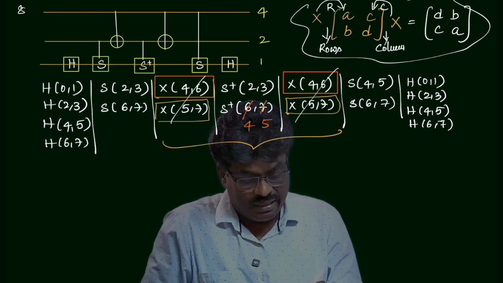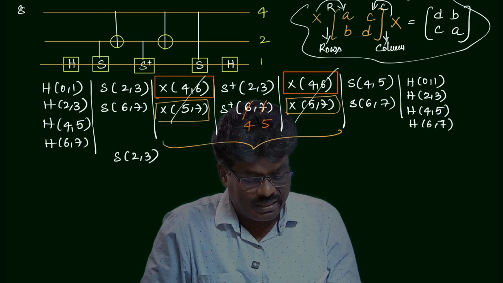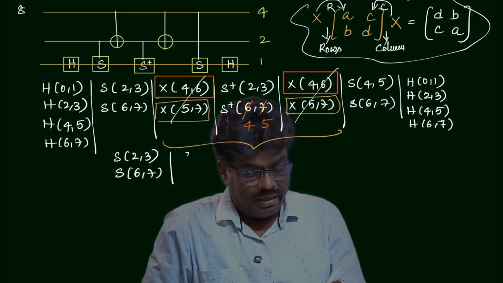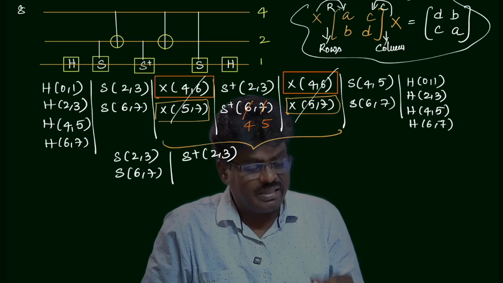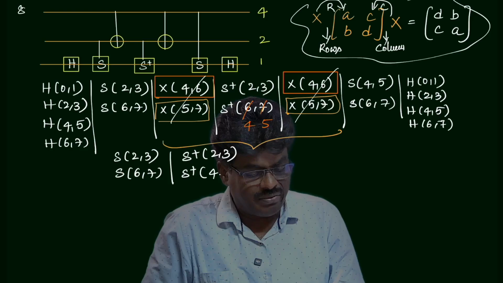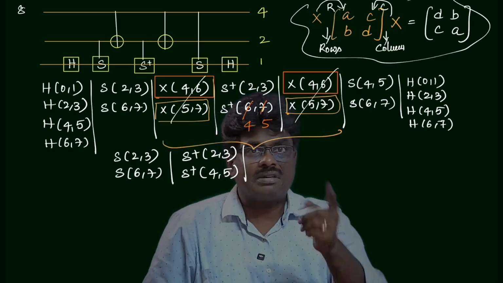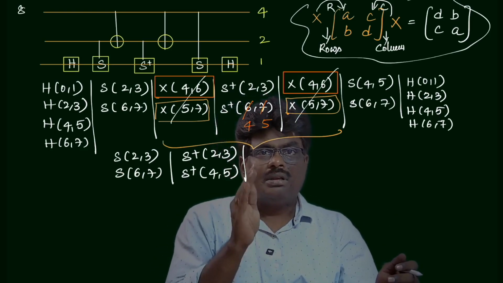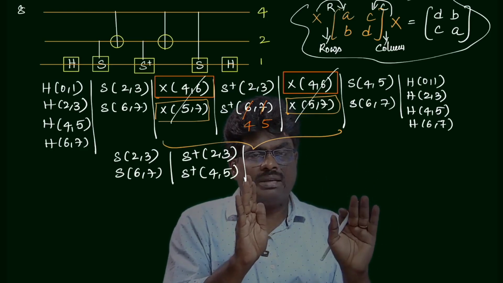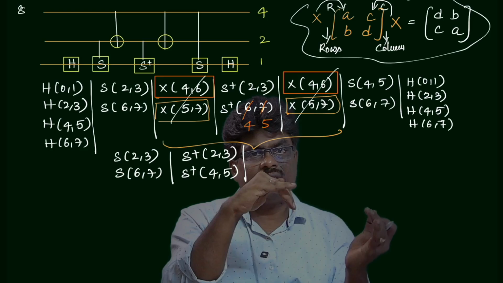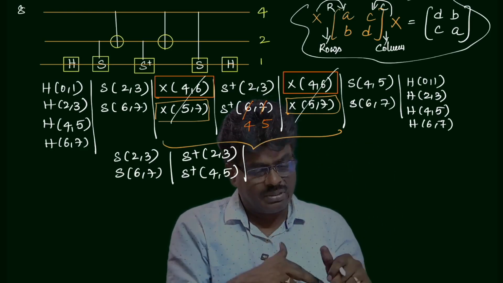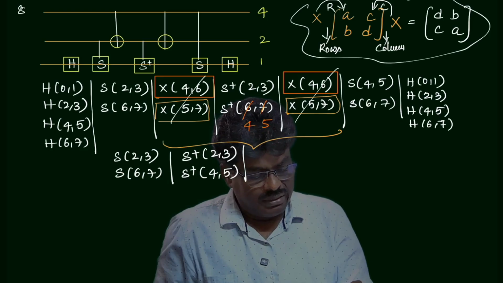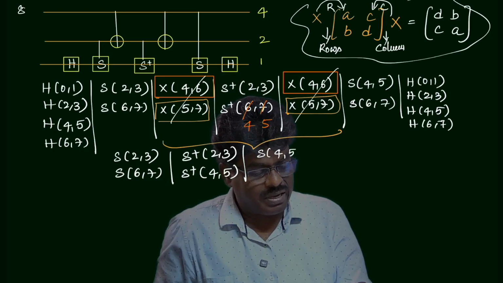The remaining is: here we have S of 2 comma 3, here you have S of 6 comma 7, and S dagger 2 comma 3 is already there. Now S dagger 4 comma 5 has become that because of the X matrix operation. One more time, you have X and an operator and X is there. This X will interchange the rows and this X will interchange the columns. So this is the advantage. And after that we have S of 4 comma 5 and S of 6 comma 7.